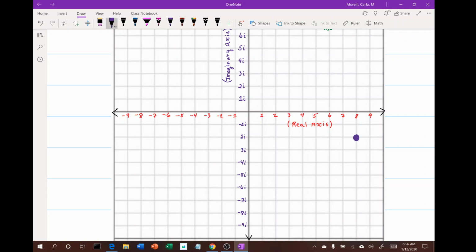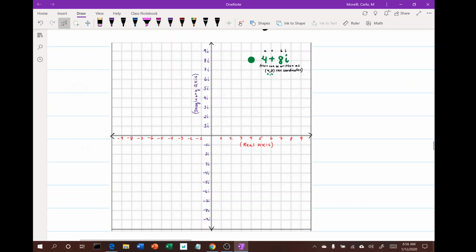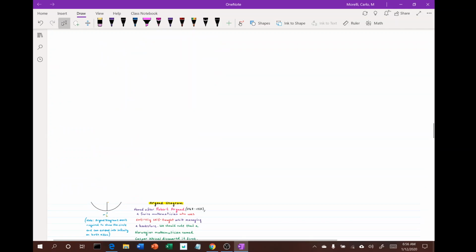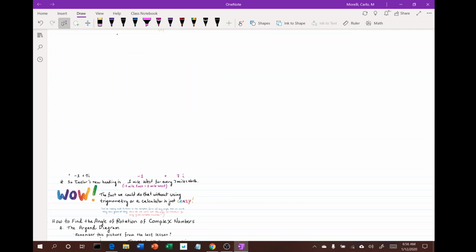Just one more here I want to do. So that one, where are we at? On the real axis, we're at 8. On the imaginary axis, we're at 2i. So 8 comma 2i, or 8 plus 2i. Okay. So let's get back to our notes. I think this was useful, and I actually jumped ahead a little bit because it seemed important that we do so.